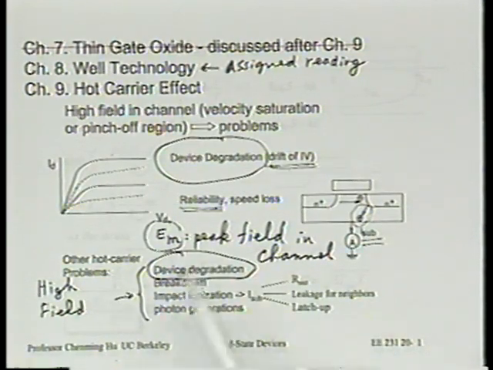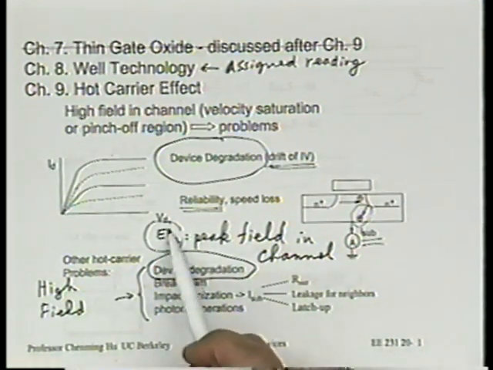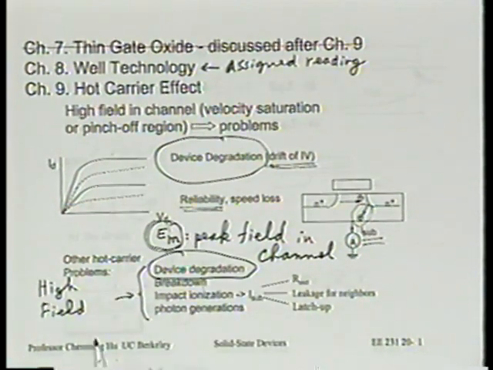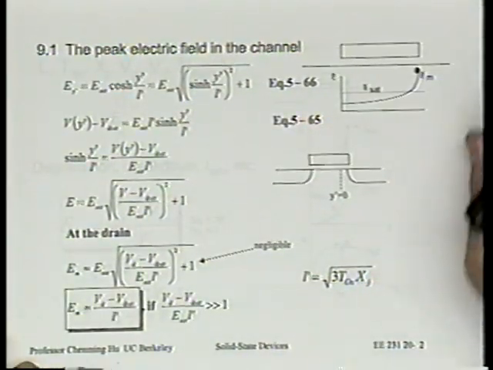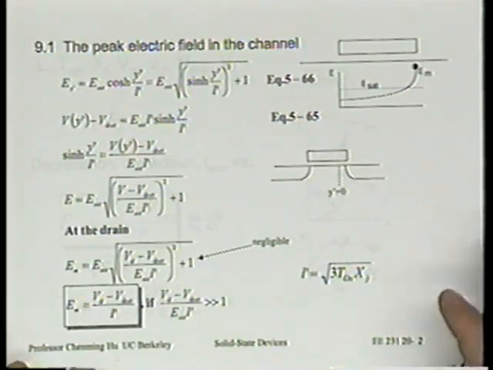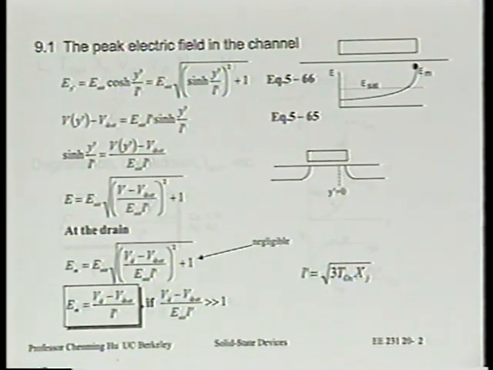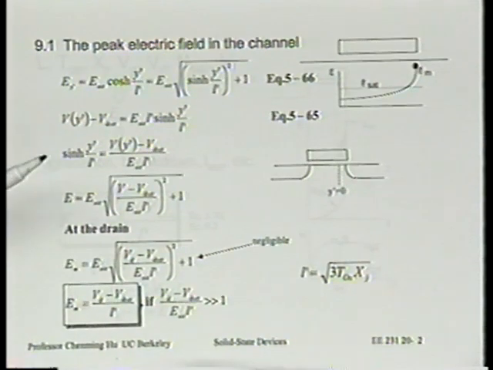So we're going to divide the problem into two. First, we want to model this electric field as a function of the physical parameters of the transistor as well as the bias of the transistor. And then we're going to relate this electric field to these different effects. All right, so then let's look at section 9.1, the electric field. As I said, this is really kind of a review, but we'll do that.